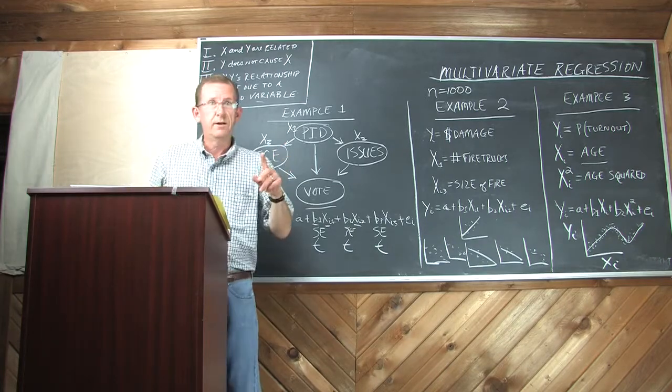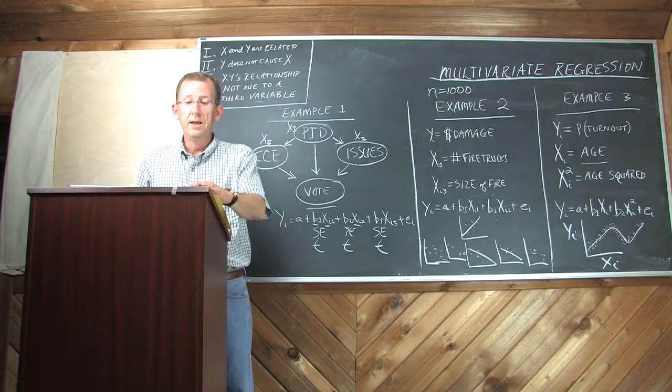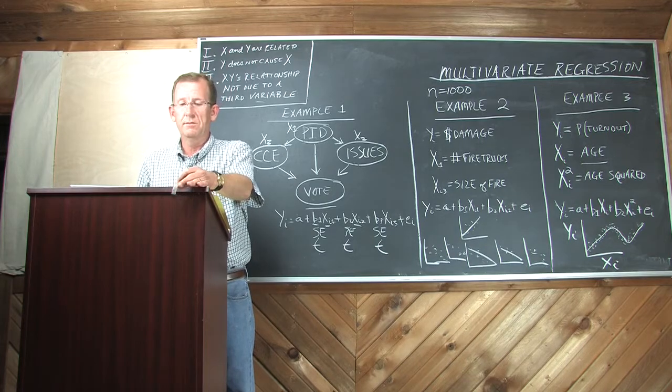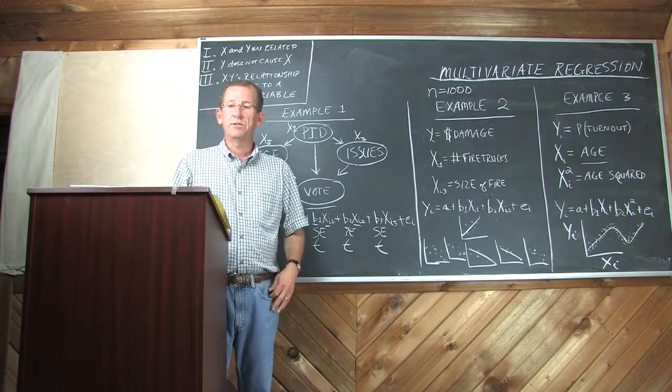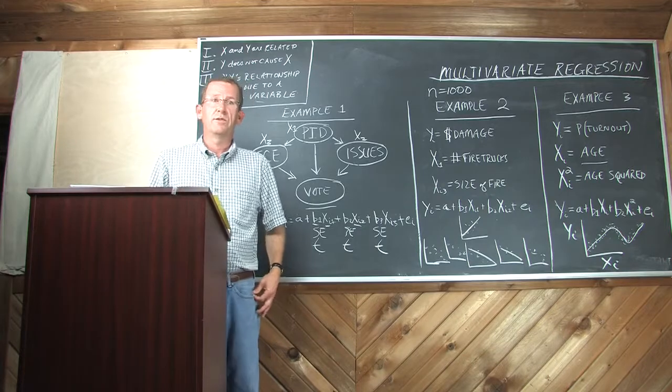Now, the next video is another extension of regression using variables on the right-hand side, independent variables that are dummies, which is another word for dichotomous variables.